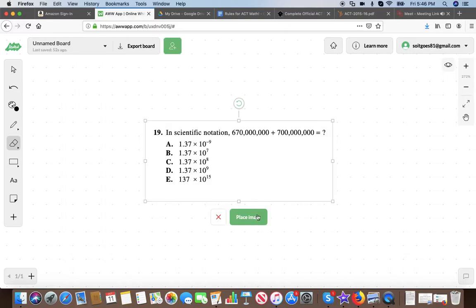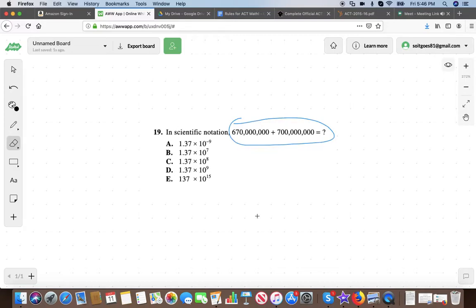Ooh, scientific notation. Eek. Go and read number 19 for me, please. In scientific notation, 670 million plus 700 million equals. Yikes. Well, I tell you what, you've got your calculator, right? Let's add those up and find out what number we get.